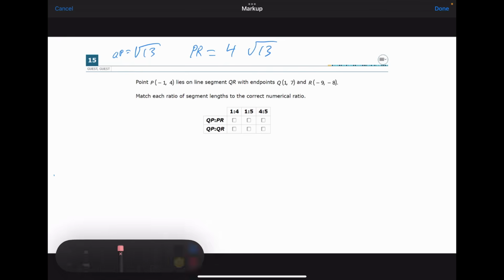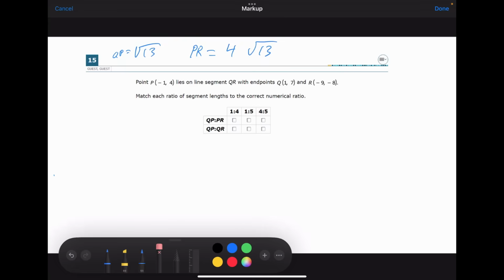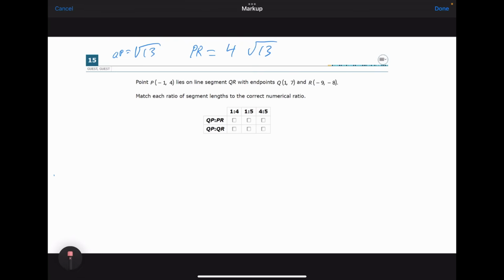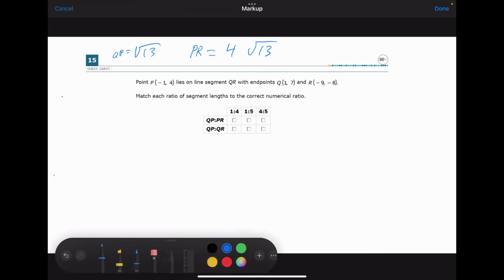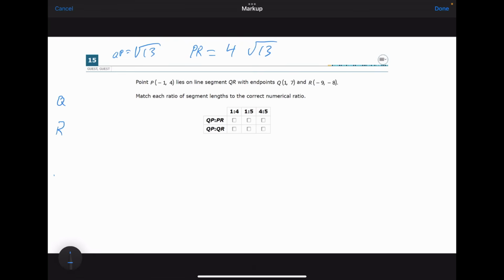And now we can do the last guy. So we've done QP is equal to square root of 13. PR is equal to 4 times the square root of 13. And now we need to do QR. So one last shot here. Let's do Q and let's do R.